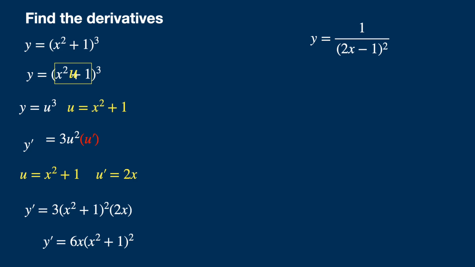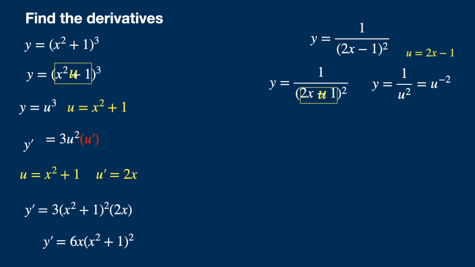Let's do the second example right here, guys. y equals 1 over (2x minus 1) squared. You identify u first. Did you find the u function there, guys? So u is going to be 2x minus 1. So y equals 1 over u squared, which is u to the negative 2.